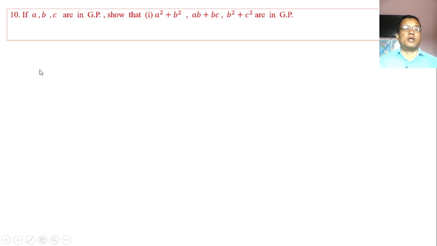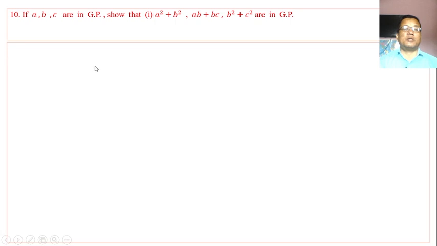Question number 10. If A, B, C are in GP, show that these three expressions are in GP. For a GP, the second number divided by first number equals third number divided by second number, say R. Then B by A equal to R gives B equal to AR, C by B equal to R gives C equal to BR.